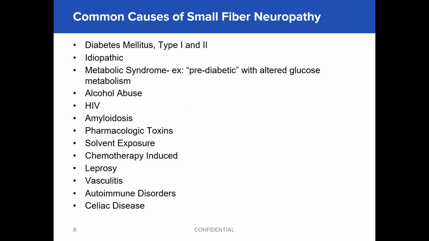We have, of course, diabetes type 1 and 2. It can be idiopathic. Patients can be pre-diabetic, where they just have terrible altered metabolism and glucose absorption in the body, and of course they can have neuropathy type symptoms. They don't absolutely have to be a diabetic before they can get symptoms. They can get this very early on in the stage of diabetes. Alcohol abuse, HIV, amyloidosis, they can get it as a secondary side effect to certain medications, or if they've had solvent exposure.